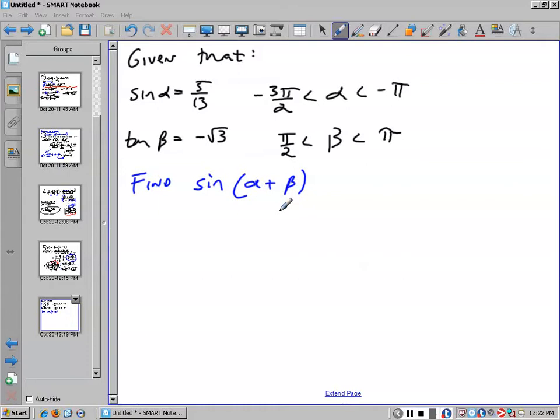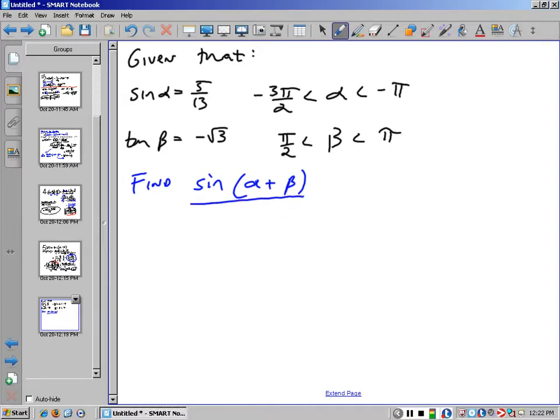So I want to find the sine of alpha plus beta. Given all this information, I got the sine of alpha, the tangent of beta. The first thing I would do here, if I'm asked to find sine of alpha plus beta, is just apply the identity, right? Because I know, this is a huge hint of what to do.